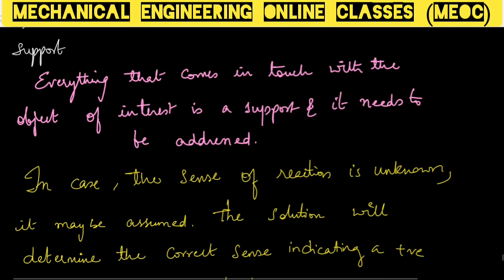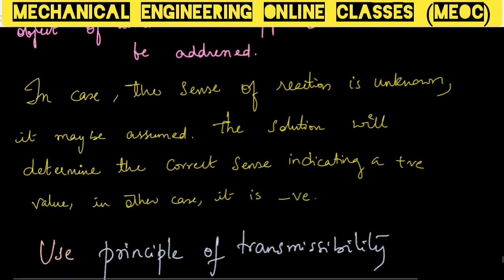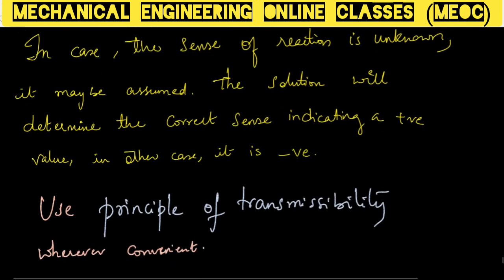Everything that comes in touch with the object of interest is a support and it needs to be addressed. In case the direction of the reactive force is not known, we have to assume it. Then we solve with sigma Fx and sigma Fy. Once the solution is out, if our assumption of the direction of that particular unknown reaction force is correct, then the answer will be in positive sense. If our assumption was wrong, then it comes out to be a negative value.